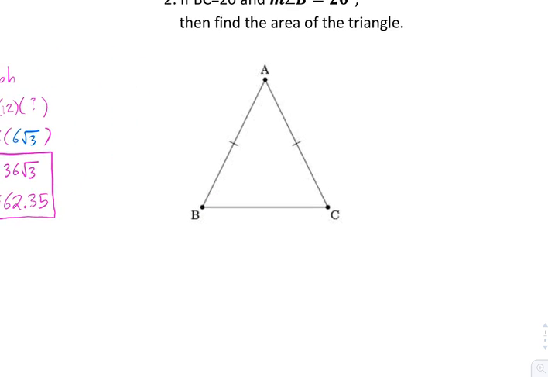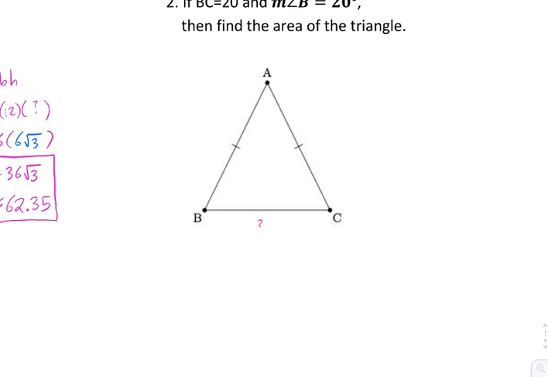Okay, so here's an isosceles triangle where BC is 20, and the measure of angle B is also 20. Okay, so I know base angles are congruent. I know it's an isosceles triangle, so I can cut it in half.